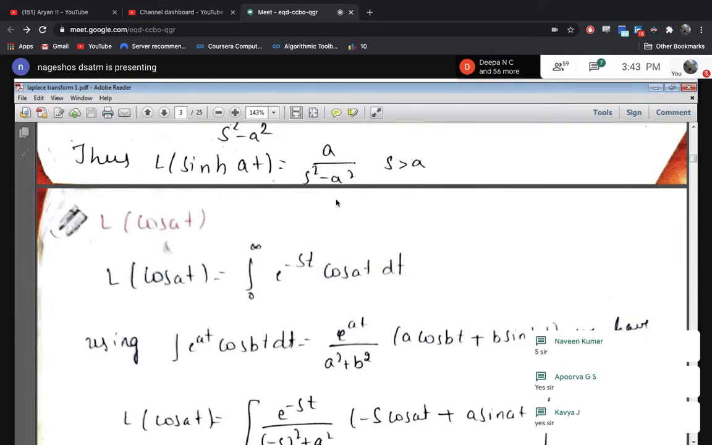In last class, we discussed the properties of the Laplace transform and the Laplace transform of some standard functions. We'll revise that.